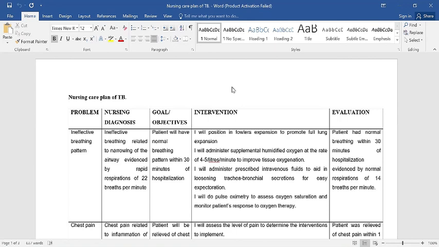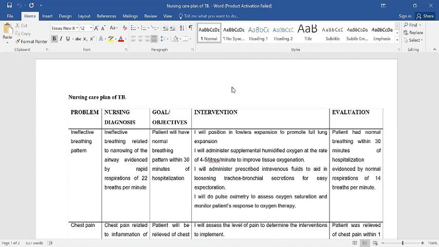Number 3, I will administer prescribed intravenous fluids such as normal saline to aid in loosening tracheobronchial secretions for easy expectoration. So what we want here is that when we give these fluids to the patient, they will loosen up those secretions that are in the airway. Therefore, it will be easier for the patient to spit them out, therefore helping in clearing the airway.